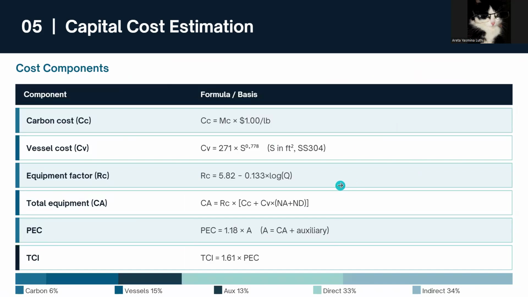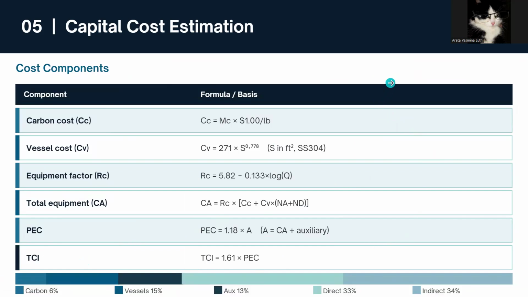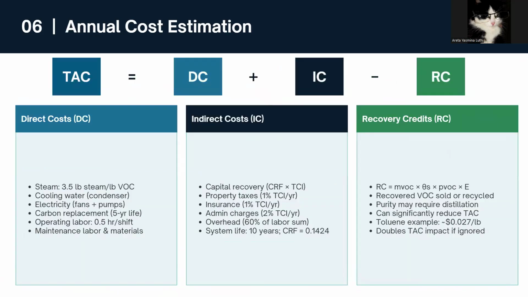Okay, so as you can see below, to give a sense of the cost breakdown itself, the carbon is about 6% of TCI, the vessels are 15%, the auxiliary equipment 13%, direct installation 33%, and the indirect cost contributes 34%. And then the next one is the annual cost estimation.